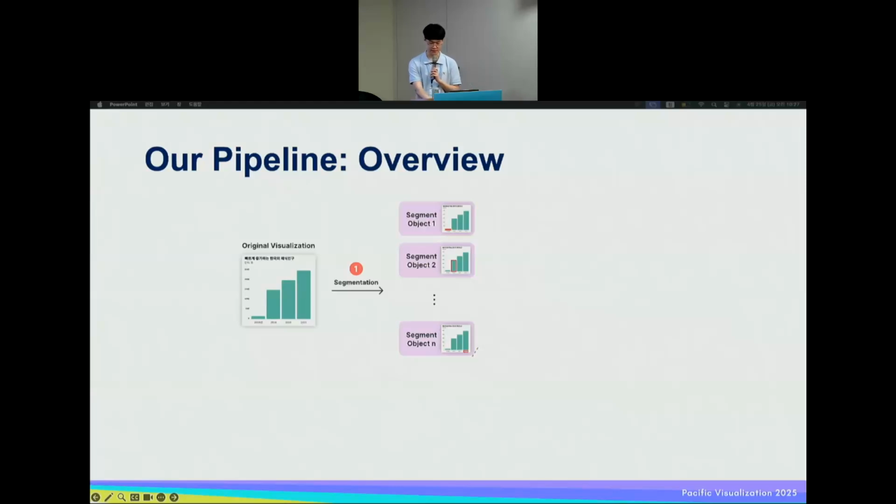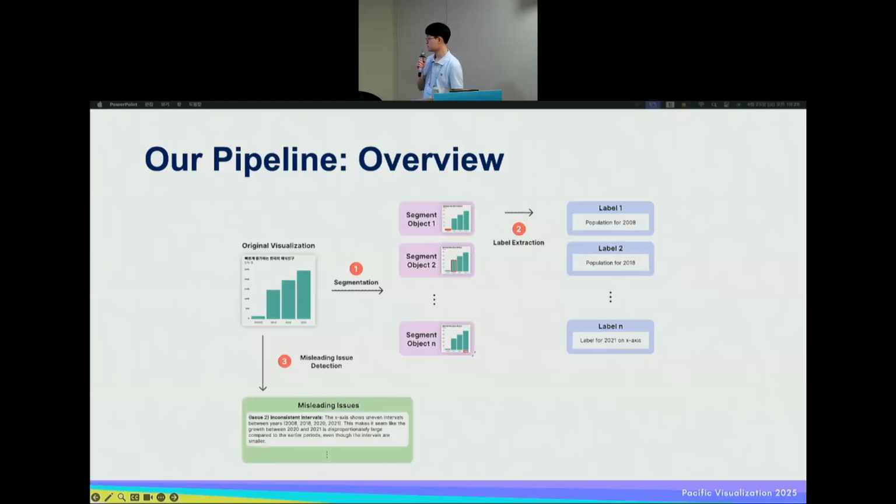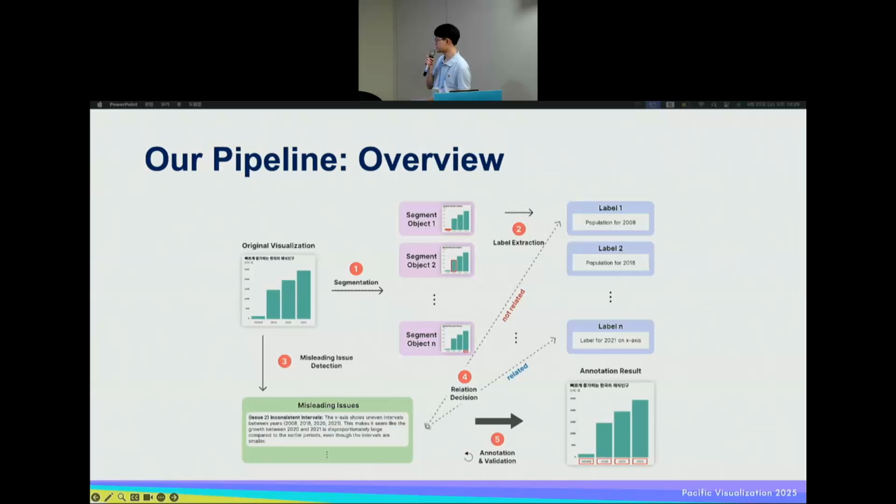Our pipeline is constructed of 5 steps. The first one is segmentation of the original visualization image. And then we extract the labels from the segmented objects. And also, from the original image, we conduct misleading issue detection. And then we decide the relations between the found issues and the labels. And last, we validate the issues and labels and then annotate them onto the original image. And all of these are performed with the GPT-4o model.